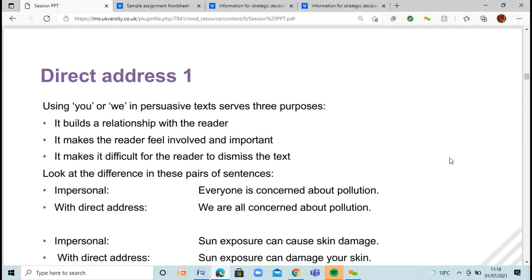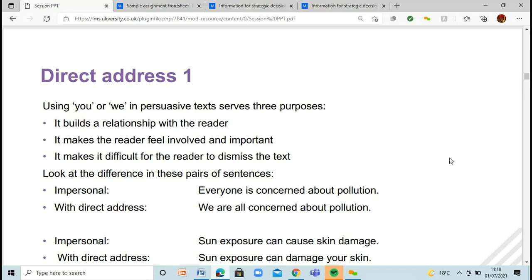And then we've got direct address in text. When we use you or we, especially in persuasive text, it helps you to do 3 things. It builds a relationship with your reader. It makes you feel involved and also important because, like, oh yeah, they're talking to me directly here. They're actually saying these things to me. And it also makes it difficult for you to say, oh yeah, I'm not bothered. So you're not dismissing the text. You're actually paying attention because it's focusing on you.